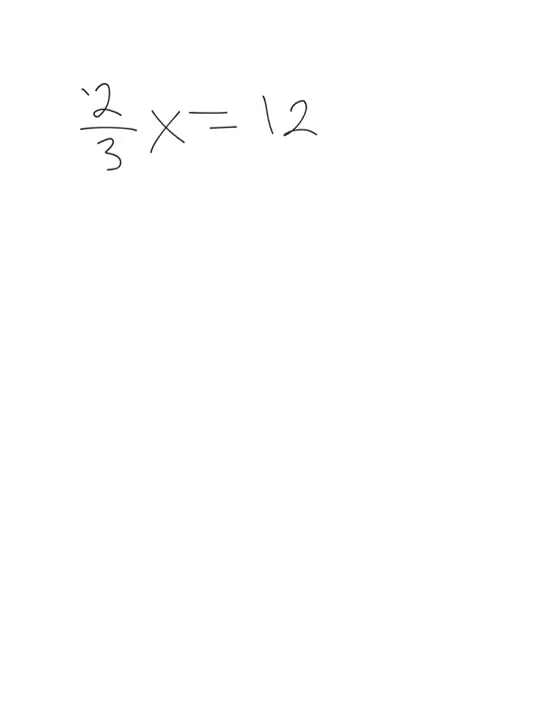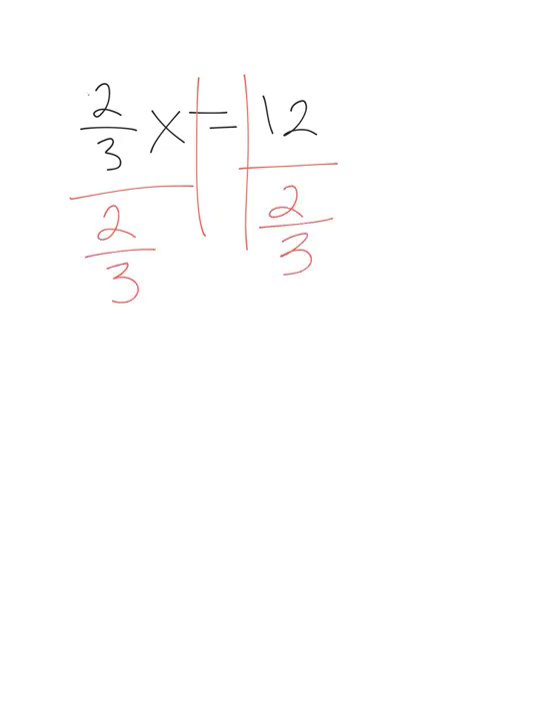2/3 x equals 12. Let me erase that smudge mark. Okay. So what I'm going to do is, I'm going to solve this two ways. I'm going to look at this as a multiplication problem. Multiplication problems are solved by division. So I'm going to go ahead, I'm going to put my fraction bar. I'm going to divide both sides by 2/3.